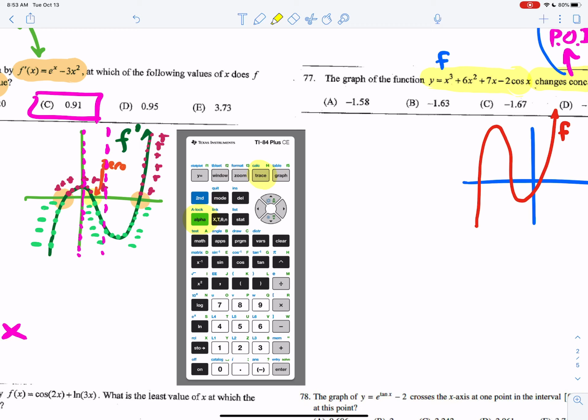Go ahead and hit graph. This might take a while, but I'm trying to prove a point. If you have the colored ones, it'll be very easy to tell which one's which. If you have the black and white version, don't worry about it. There's a way to kind of filter through it.